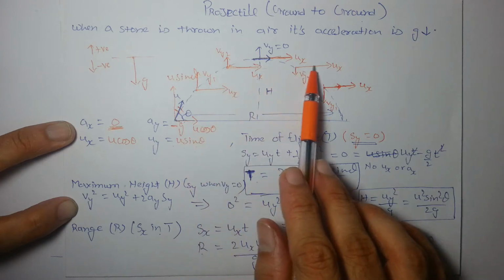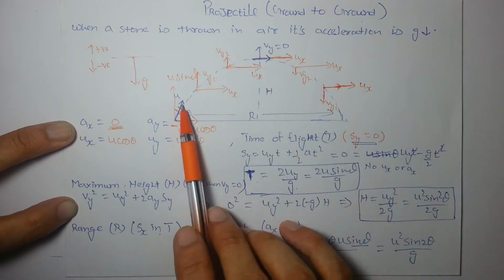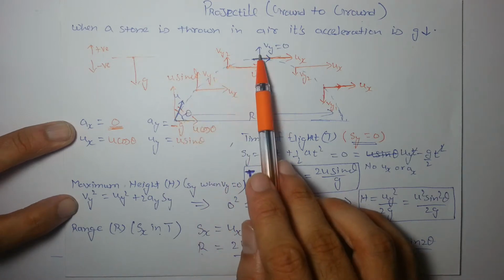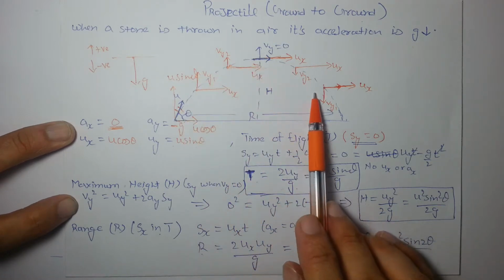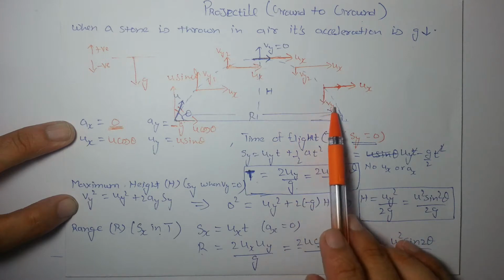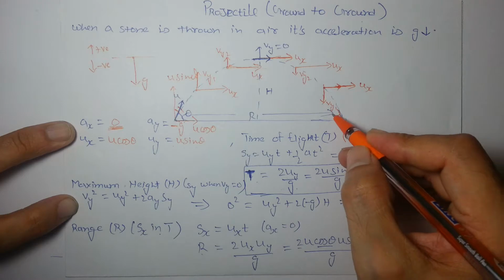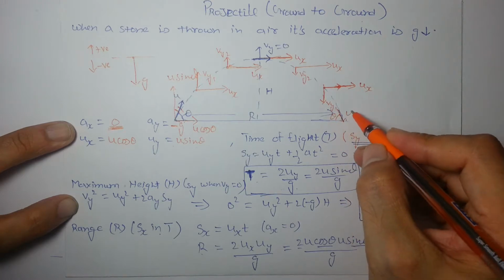Ux remains same throughout the motion, but uy decreases, and velocity in y direction decreases, becomes 0 at the top, and then reverses direction and starts increasing in magnitude. Okay, at this point again the angle is same theta, and it strikes back with the same speed u.